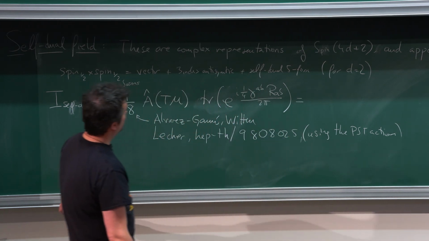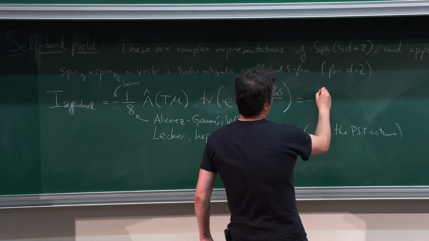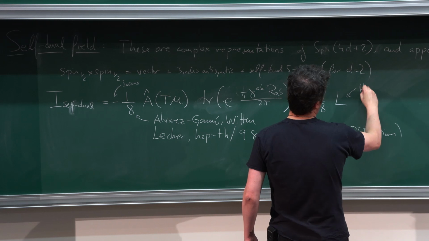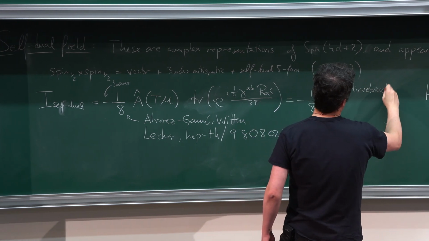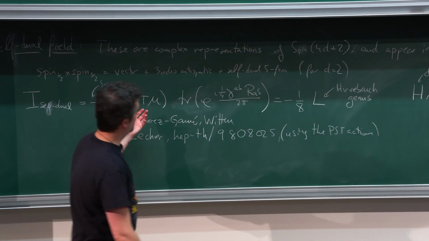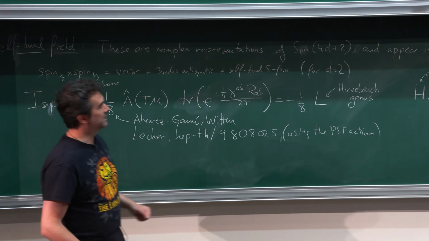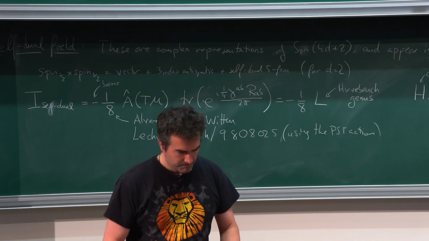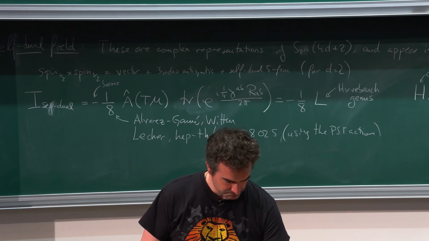This admits a nice rewriting to something that's more familiar, at least mathematically. This can be written as 1/8 L, where this is the Hirzebruch genus. So remember that this was some polynomial in R. As you expand, you will notice that this coincides precisely with what mathematicians call the Hirzebruch genus. So this formulation is much easier to compare with literature and so on.